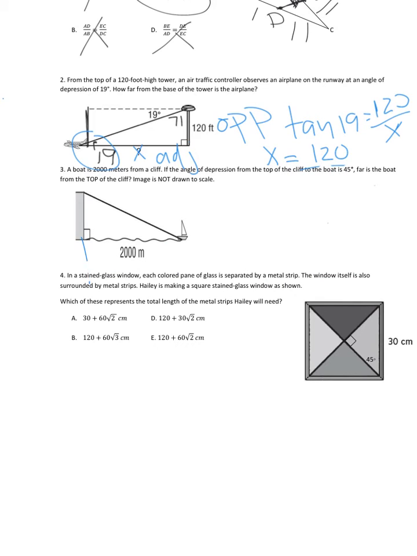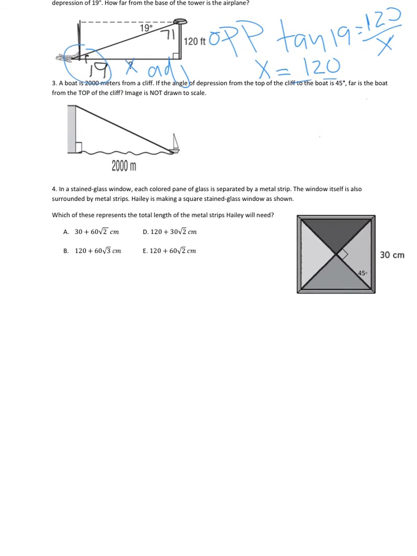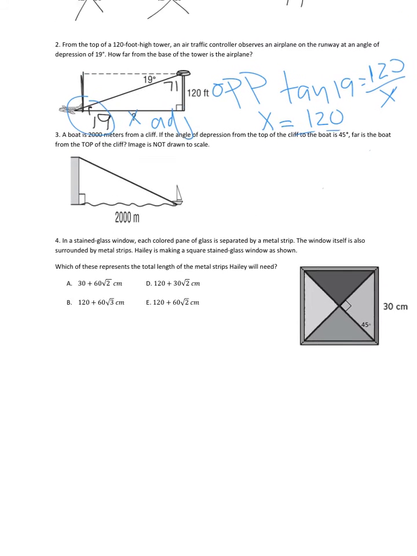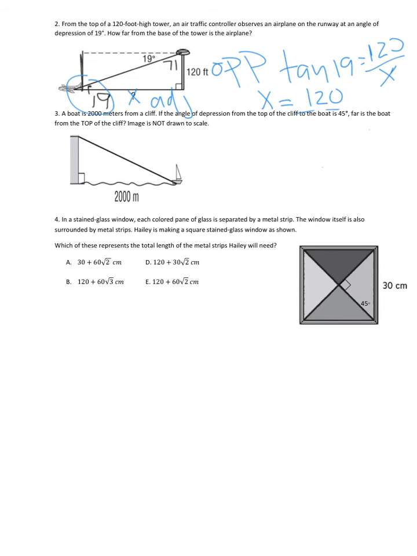Last problem for this page, number 5. In a stained glass window, each colored panel of glass is separated by a metal strip. The window itself is also surrounded by metal strips. Haley is making a square stained glass window as shown. Which of these represents a total length? So everything's metal, right? You have the square around the frame, if you will, is metal, as are the strips.